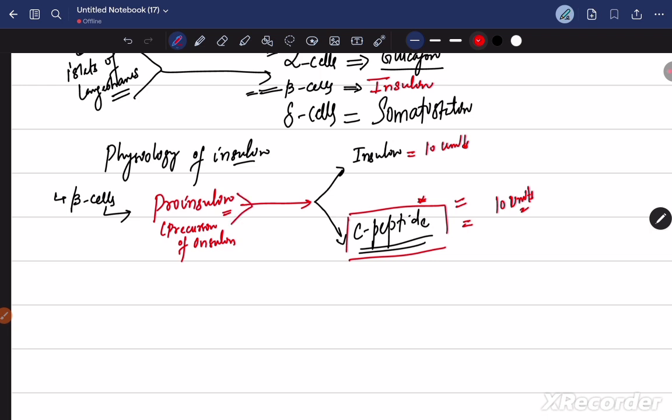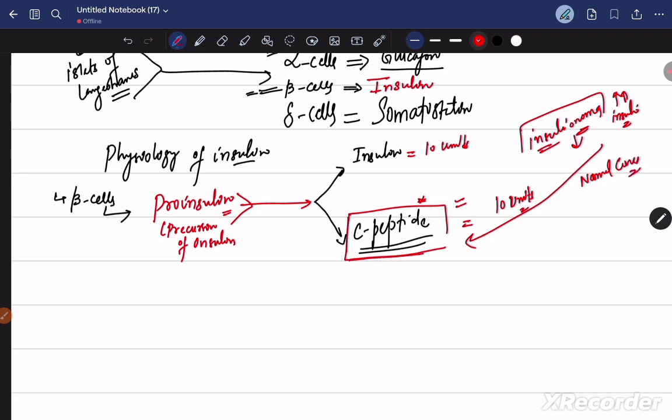Sometimes what happens is, in some cases, like cancer of the pancreas, insulinoma, there will be an increased concentration of insulin, but the C peptides will be in normal concentration. So this C peptide will help you in determining whether the insulin is secreted in larger amounts or in lesser amounts.